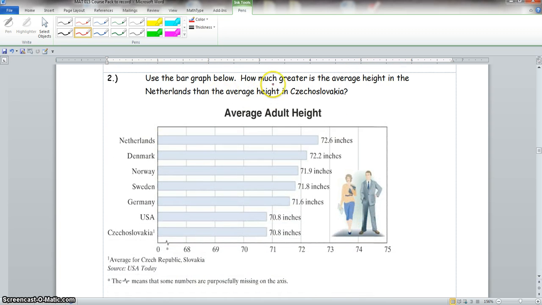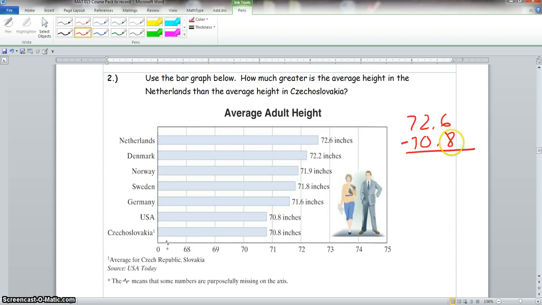Okay, now we scroll down here to number 2. It says use the bar graph below. How much greater is the average height in the Netherlands than the average height in Czechoslovakia? So we'll take the Netherlands, which is 72.6, minus Czechoslovakia, which is 70.8.